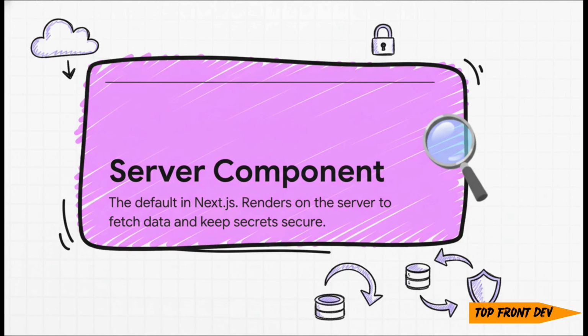The best way to think about these, they're like the kitchen of a restaurant. This is where all the heavy lifting happens, way behind the scenes, away from the customer. You're fetching data, talking to your database, using your secret API keys. It's all done securely on the server. None of this code ever gets sent to the browser.